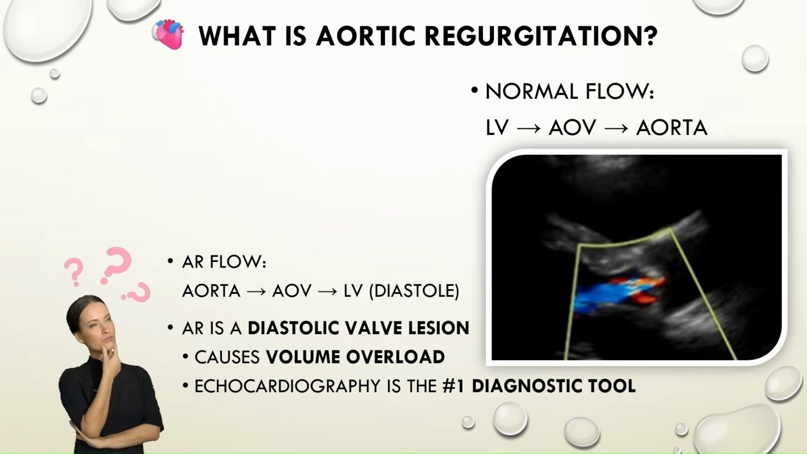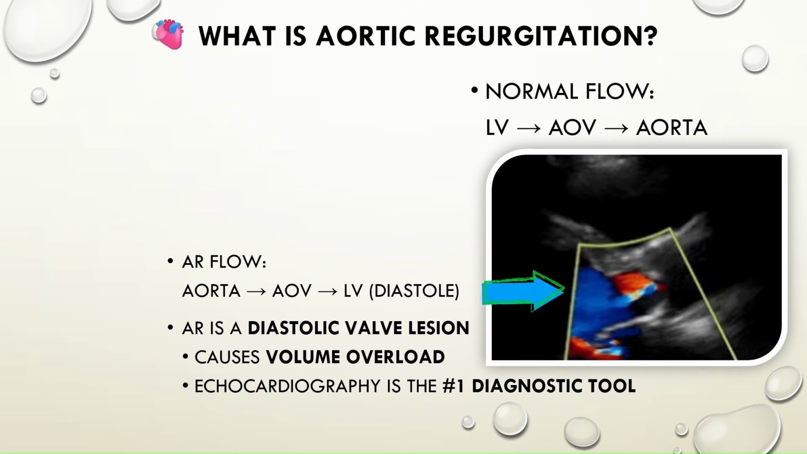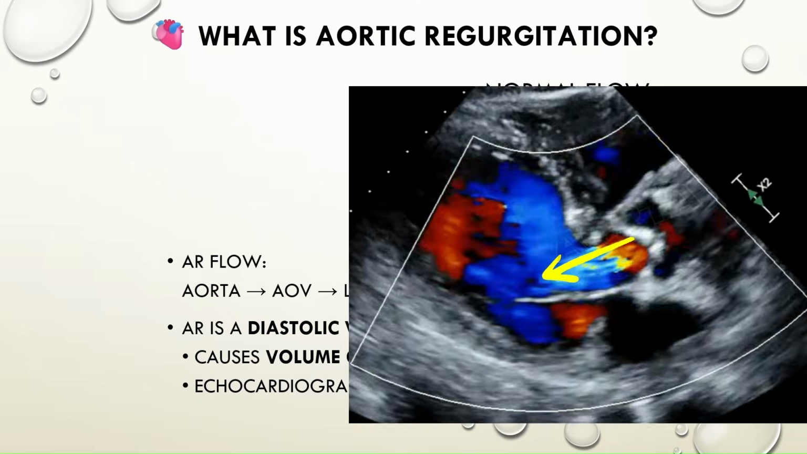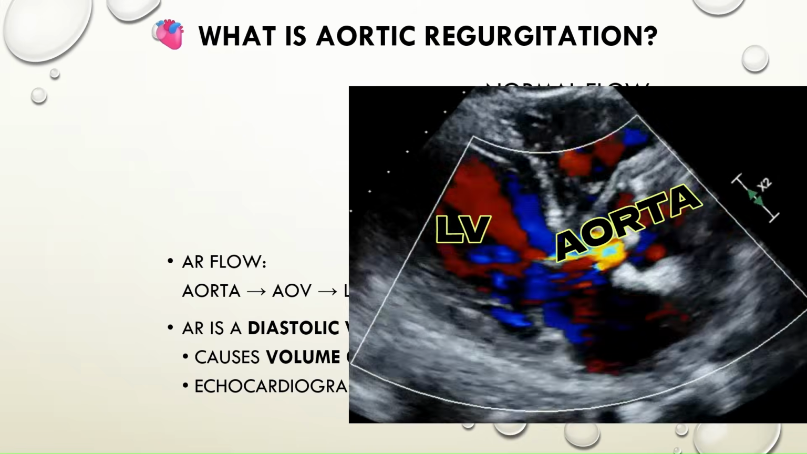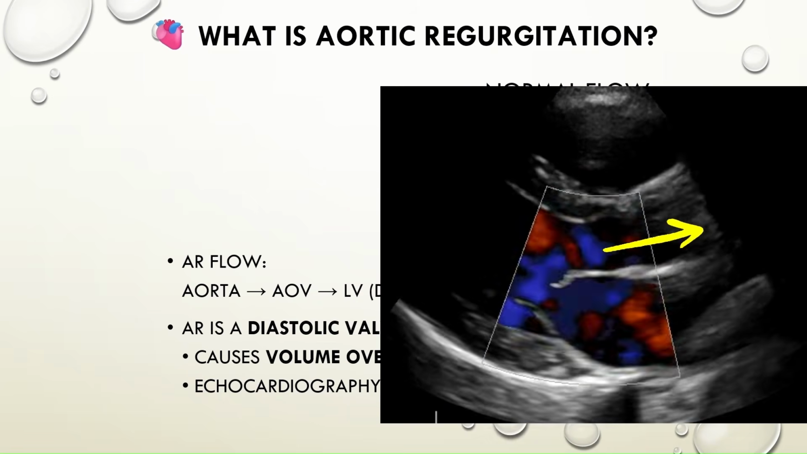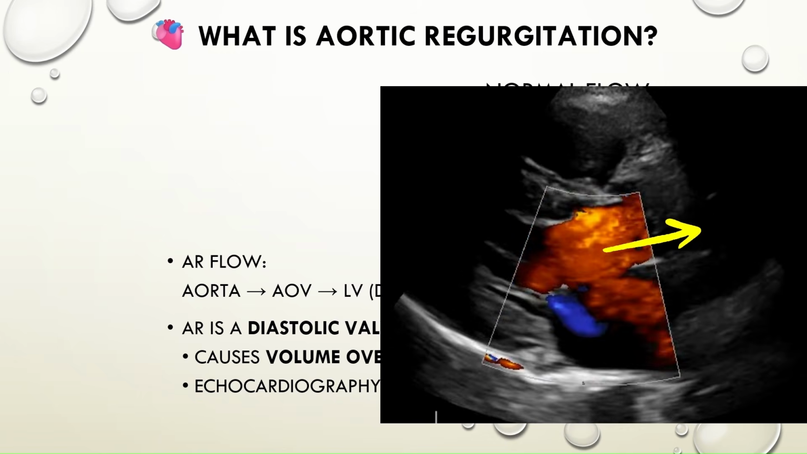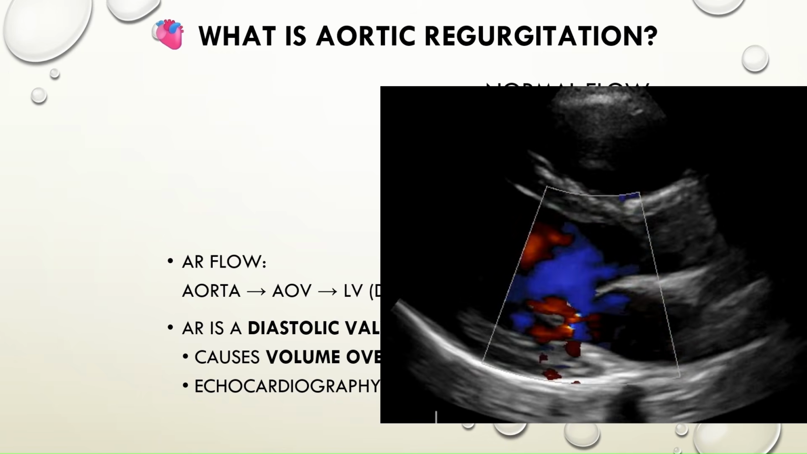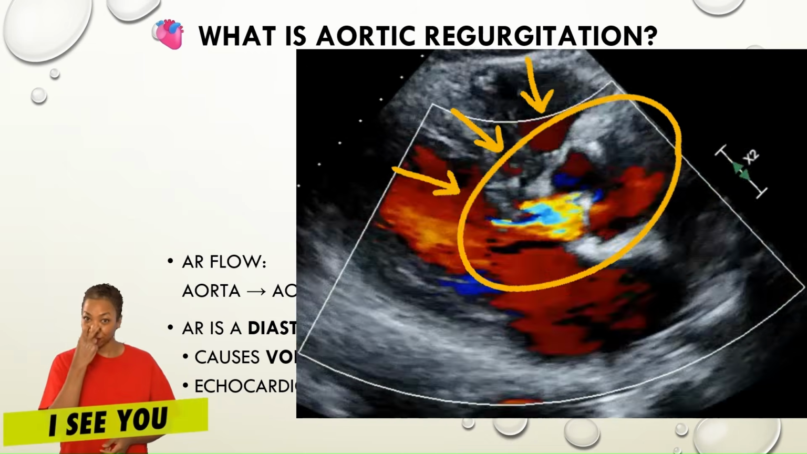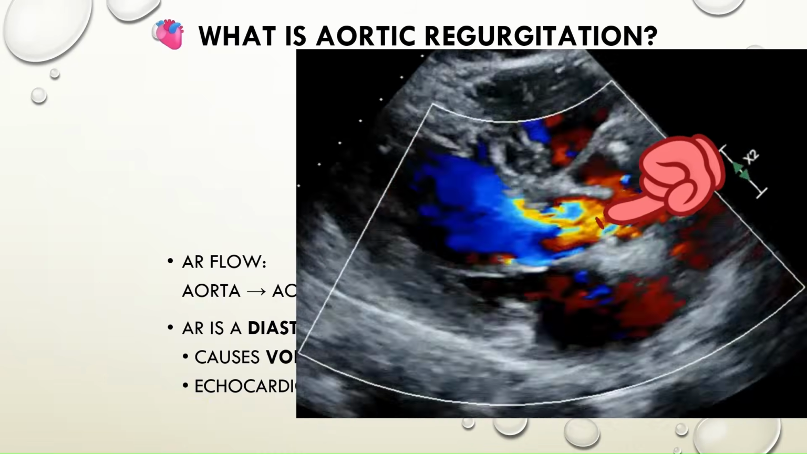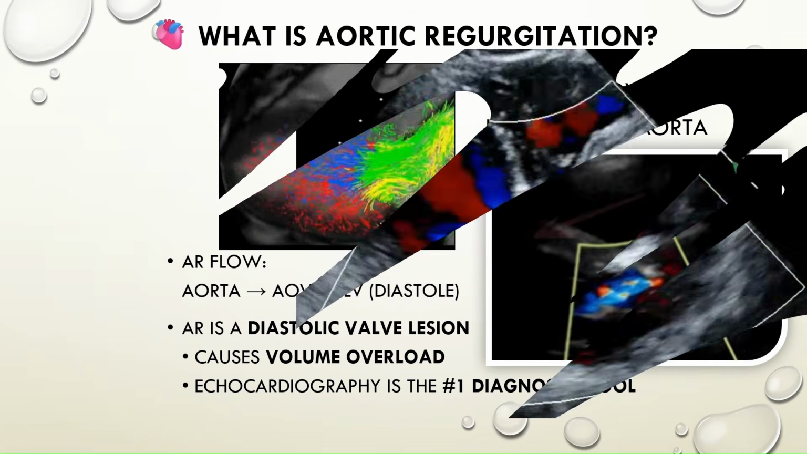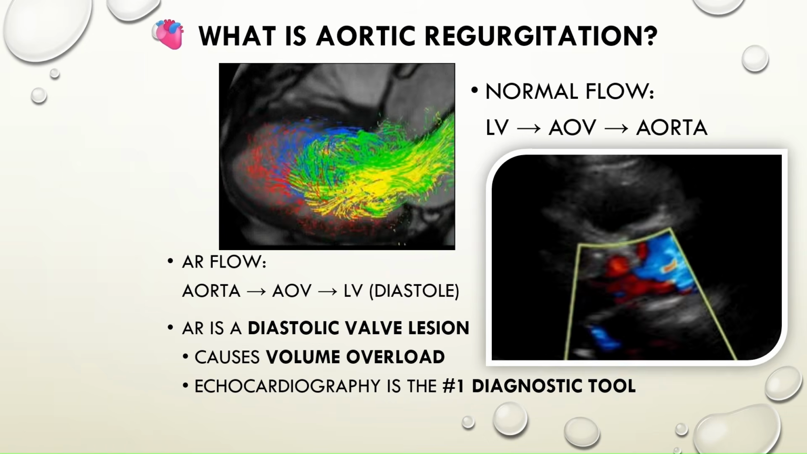So, what exactly is aortic regurgitation? This pathology, also called aortic insufficiency, is the backward leakage of blood from the aorta into the left ventricle during diastole because the aortic valve doesn't close properly. In this loop, normal flow moves forward during systole with no blood leaking back. In contrast with aortic regurgitation, when the valve should be closed, you can see blood leaking backwards from the aorta into the left ventricle during diastole. That backward flow during diastole is what defines aortic regurgitation.